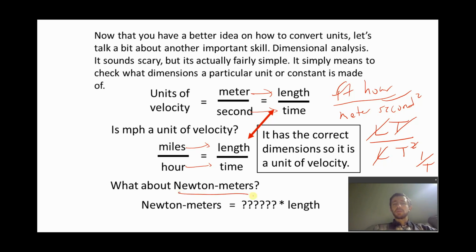Another little example is, what about Newton meters? And this is where you probably get confused because you're like, Newtons? Fig Newtons? They're delicious, but what do they have to do with engineering? Not fig Newtons. This is actually a unit of force. So this would be force right here. But force is not a fundamental dimension. Length is. So we have to figure out what the fundamental dimensions are that are making this up.